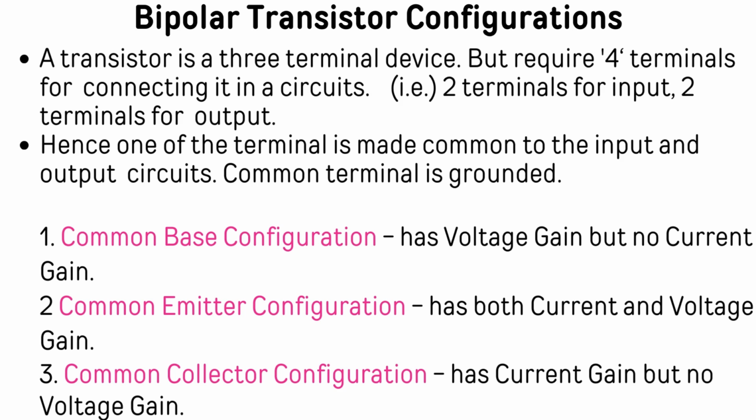Configurations of bipolar transistor. A transistor is a three-terminal device but requires four terminals for connecting it in a circuit. Two terminals for input and two terminals for output.